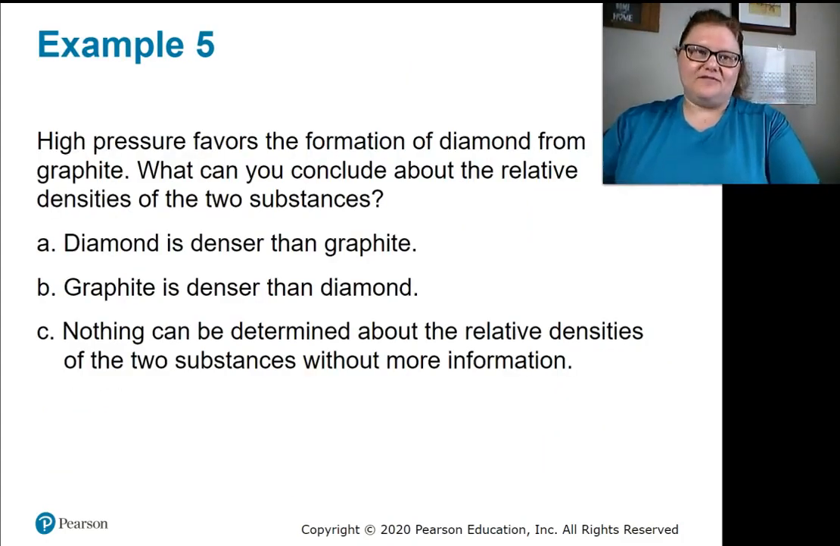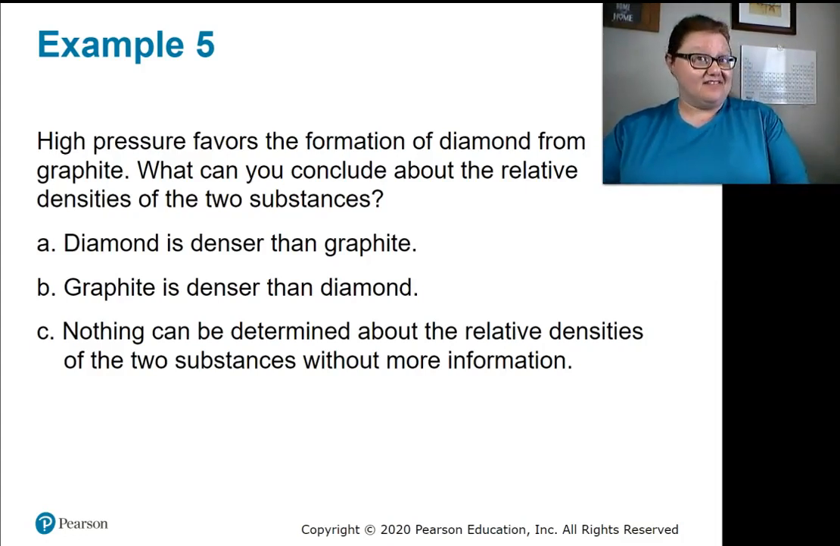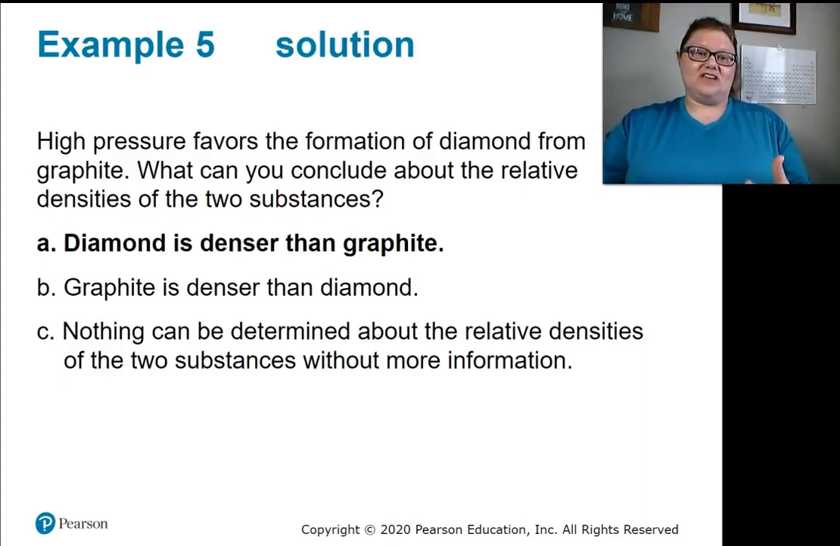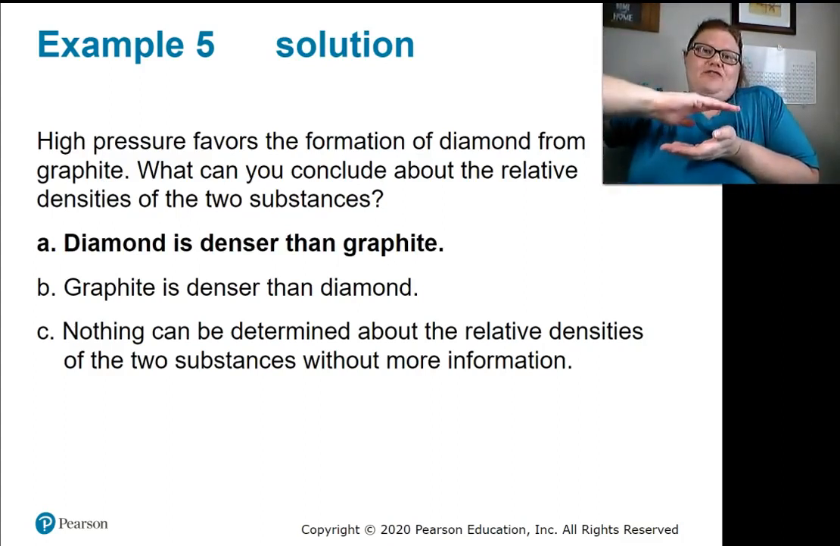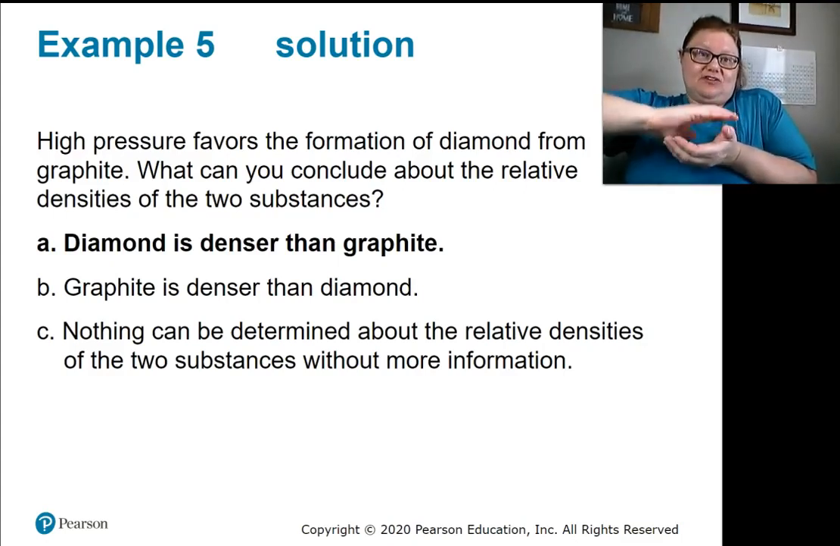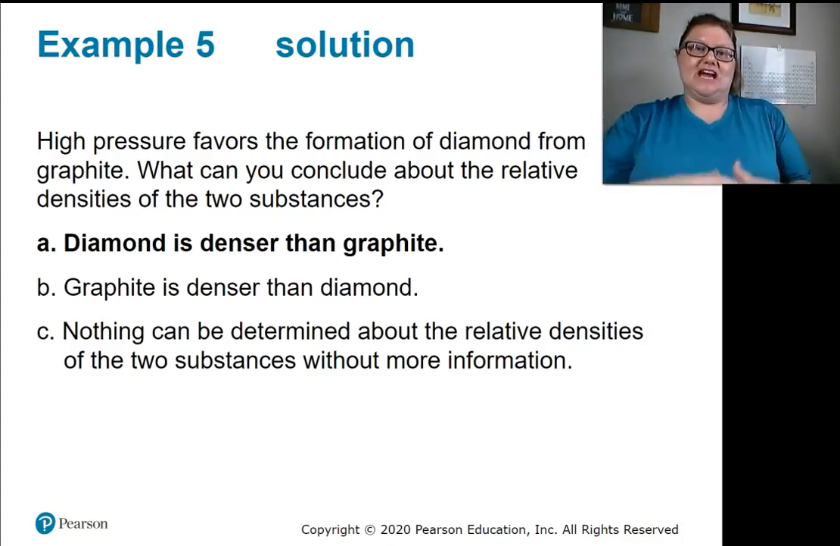So that brings us to example 5. High pressure favors the formation of diamond from graphite. Probably heard that, right? What can you conclude about the relative density of the two substances? Well, looking at these choices, we can tell that high pressure, a squeeze, favors the formation of the diamond. So the diamond must be more dense than graphite. It can stand that high pressure. Graphite, if I put high pressure on it, is going to slide and break. But the diamond must be more dense.